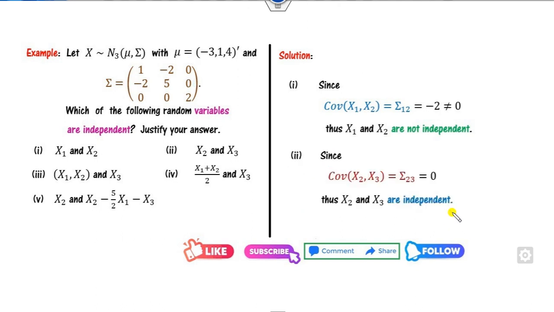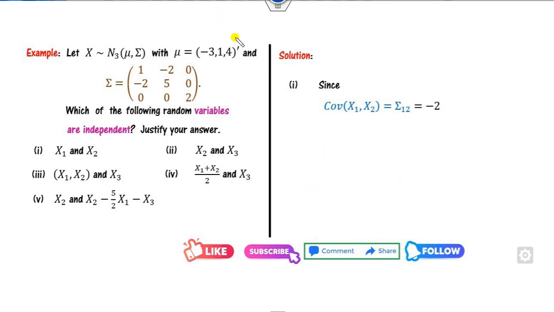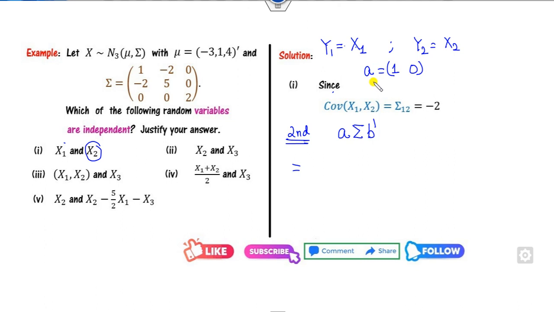Fine. This is the second method as I explained. But if you want to learn the other method for this problem, using the transformation A sigma B transpose, what is my A? For example, for the first case, I consider y1 as my x1 and this is my y2. So what is my A? A is the coefficient of x1 and x2. B is the coefficient of x1 and x2. So I can substitute here.